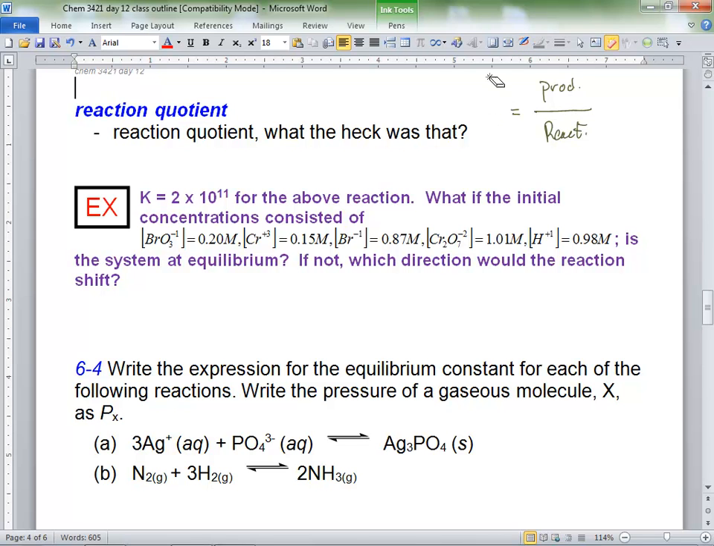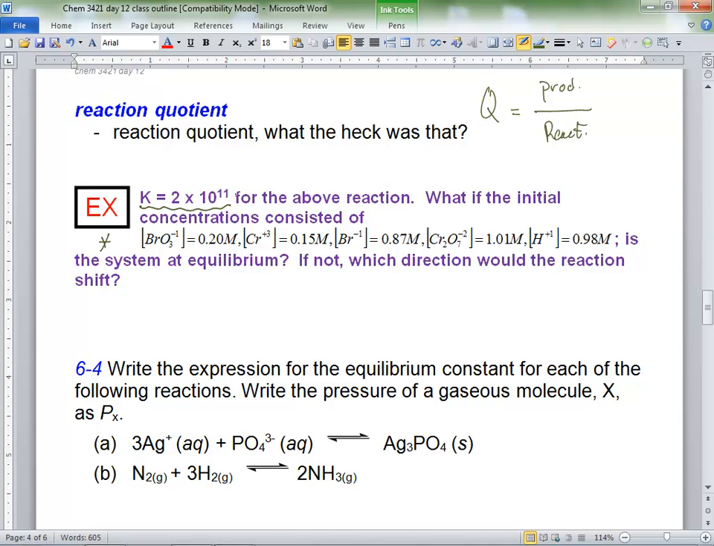But I guess it's kind of confusing, because if you are using K, then you should be at equilibrium. So I can see the argument for using Q, right? In this question, they just throw a whole bunch of concentrations at you. Are you at equilibrium or not? Well, they have to tell you what K is, because if they don't, there's no way you could tell.